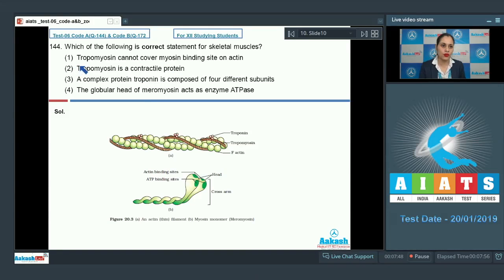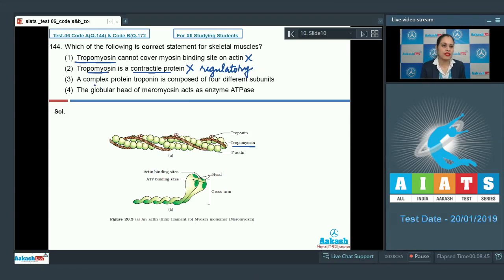Question number 144. Which of the following is correct statement for skeletal muscles? And the very first statement is tropomyosin cannot cover myosin binding site on actin, and this is an incorrect statement because we know tropomyosin is a dimeric regulatory protein which covers, as you can see here, the actin filament at rest. The next option given is tropomyosin is a contractile protein, and this is an incorrect statement because tropomyosin is a regulatory protein.